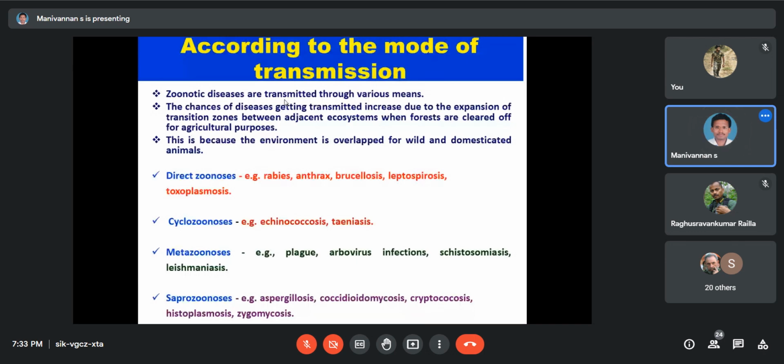The different modes of transmission: direct transmission and indirect transmission. Direct includes droplet spray, direct contact, and hookworm. They release influenza and other agents, which spread through the droplet spray.